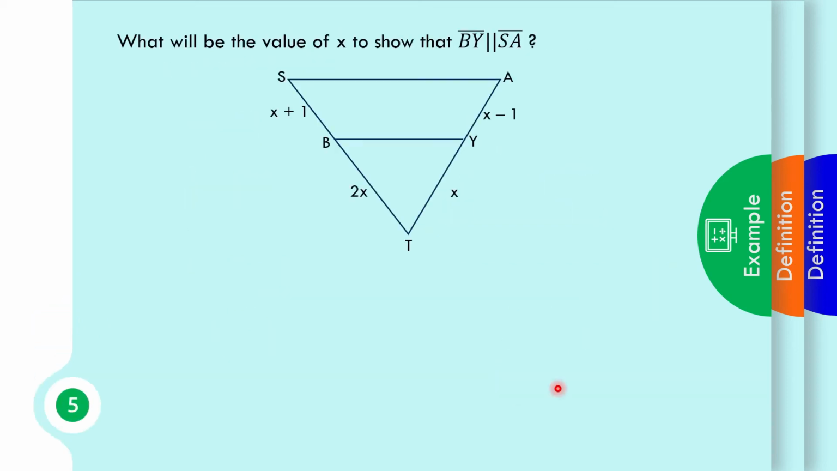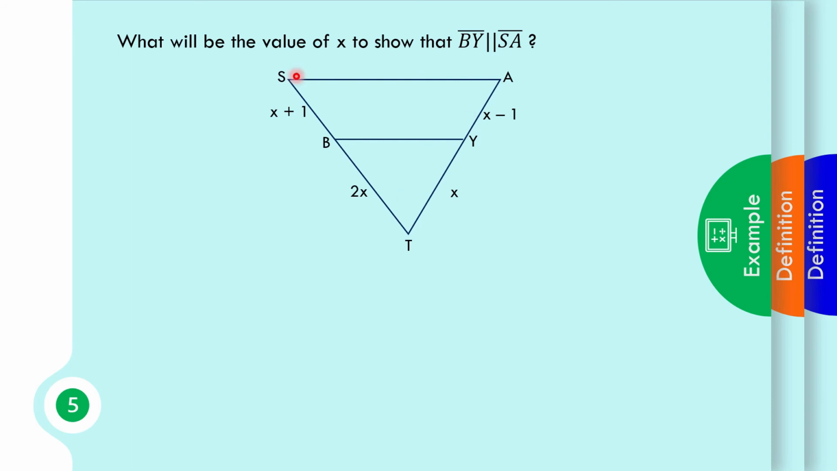Let us have our last example, number 5. What will be the value of x to show that BY is parallel to SA? So again, we will be using the converse of the proportionality theorem, which states that this line should divide the two sides of our triangle proportionally.